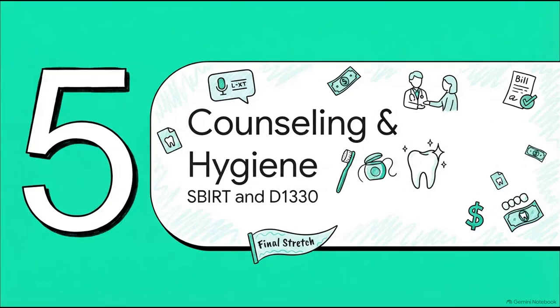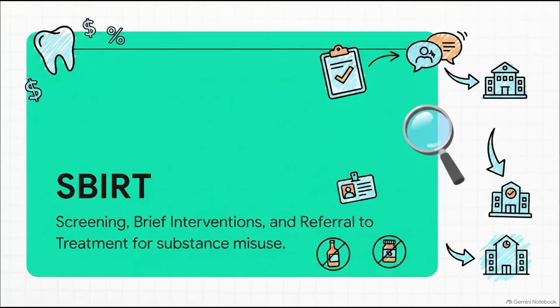All right, final stretch. Section 5, Counseling and Oral Hygiene. Let's talk about how to accurately code for specialized counseling under this diagnostic category. First is alcohol and substance misuse counseling. This is officially reported using the SBIRT protocol, which stands for Screening, Brief Interventions, and Referral to Treatment. The absolute key for compliance here? This has to be provided by a certified, licensed professional operating strictly within their scope of practice.